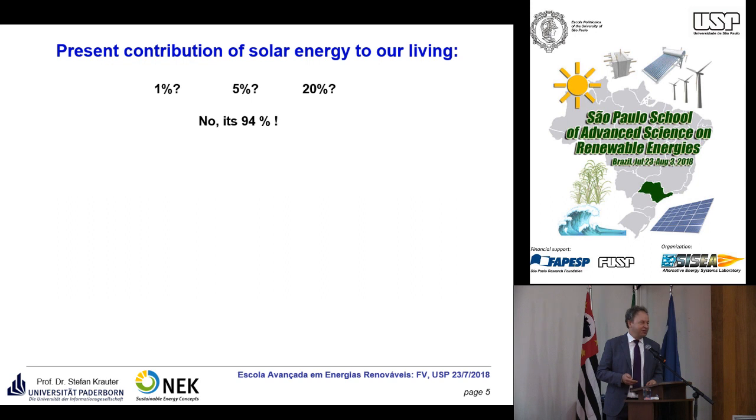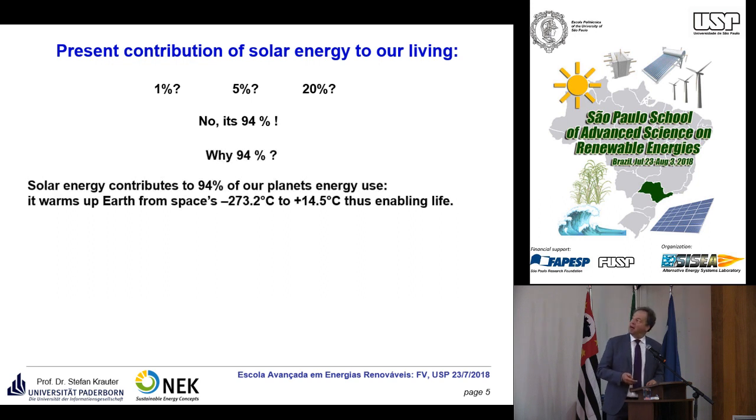This sounds really like a lot. Many people are not aware of that. That's because without the sun, if you would switch off the sun, we wouldn't have solar energy, and the whole planet would be freezing cold. In order to reach the present global mean temperature of about 13 degrees, we have solar energy. And if we would do it by fossil fuels, for example, we would need a lot of energy.